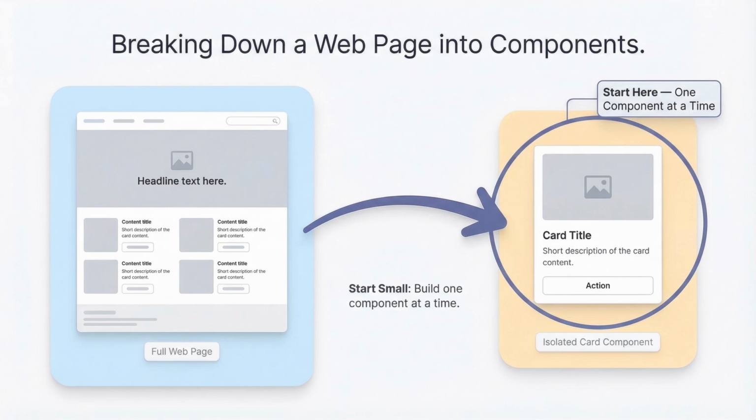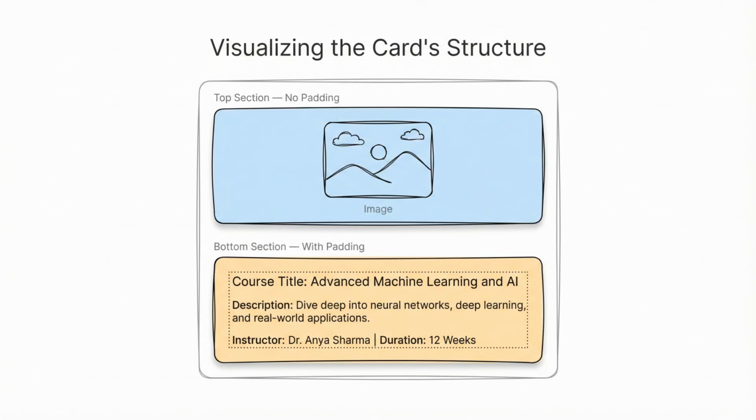Rather than feeling overwhelmed by the whole page, you zoom in on one component, like this card, and you ask yourself, what is this made of? What are the pieces inside it? Before writing a single line of code, the instructor physically draws boxes around the card to understand its structure. The card is clearly divided into two parts. The top section holds the image and stretches edge to edge with no surrounding gap. The bottom section has some padding around it and holds the text content.